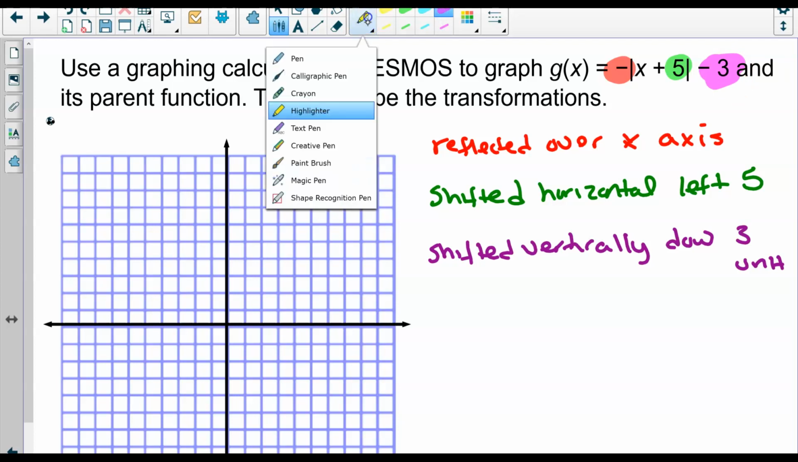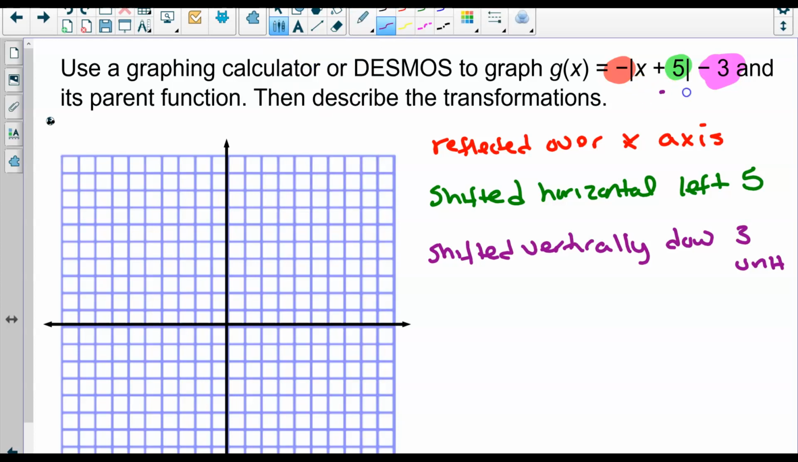These two right here, just to make it easier for you, will always tell you what your vertex is. So it's going to be -5, -3, and you saw that. 1, 2, 3. Okay, so I shifted left, then I went down. That is my vertex for the absolute value function. Okay, and its parent function.